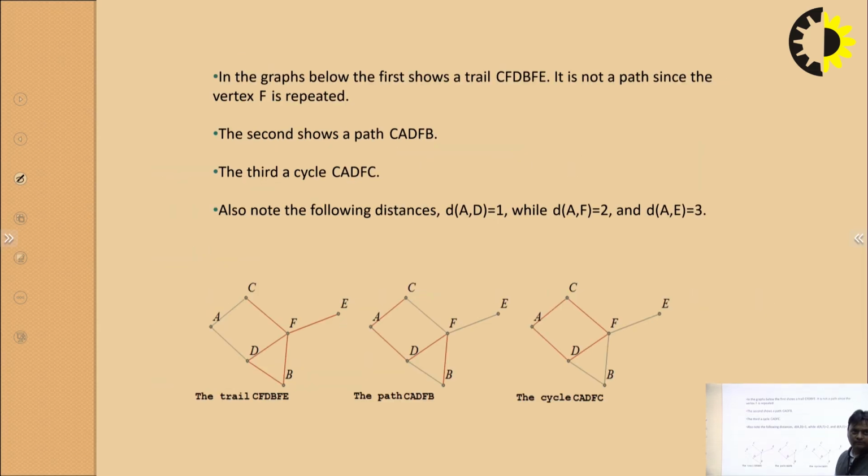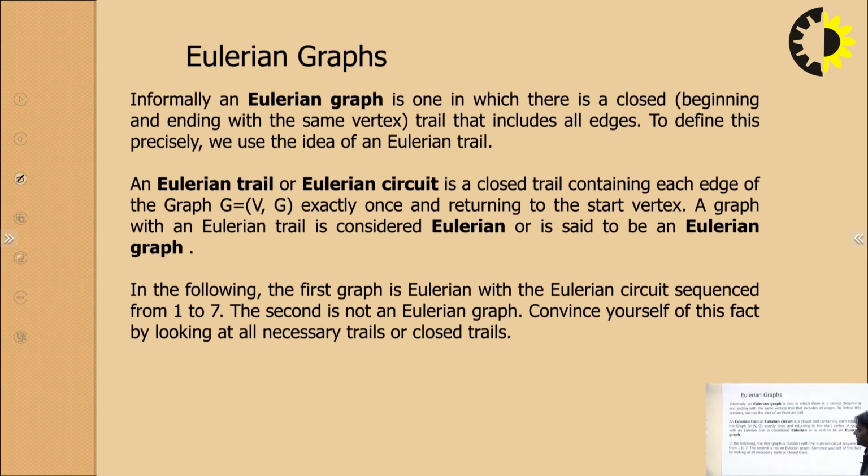Euler graph. So directly go with Euler graph. An Euler graph is one in which there is a closed trail, ending with the same vertex, that includes all edges. To define this precisely, we use the idea of Euler trail.